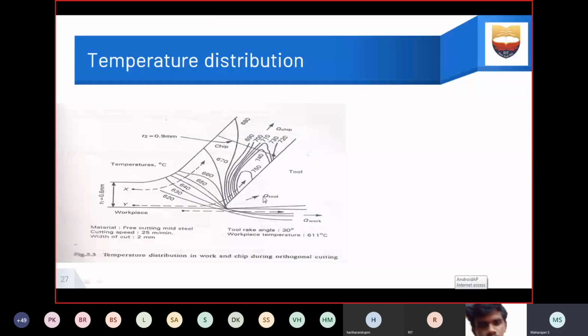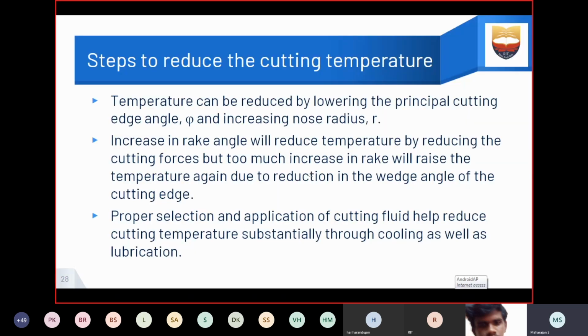So what is the temperature distribution? The heat is actually generated here, and it is dissipated to this area. The maximum temperature will be here, 150 degrees centigrade. This area is getting worn. We call it flank wear, so the wear takes place in that area. So the tool should have hot hardness, that is, the ability to withstand high temperature. The tool should be made of hot hardness material, so they will go for a carbide tool. Some other materials will come later. So this is the temperature distribution.